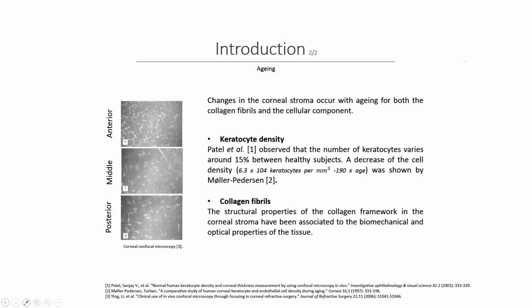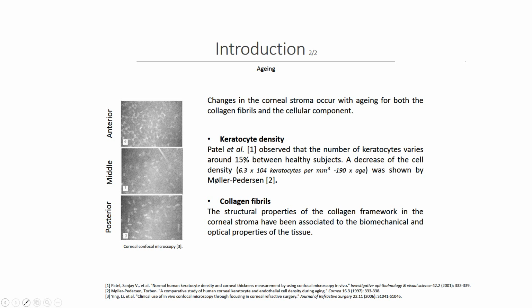In addition to this natural variation, changes in corneal stroma occur with aging. The most significant changes happen at the level of keratocyte cell density and collagen fibrils. Studies have shown that there is a decrease of the keratocyte cell density with aging and an increase of the collagen cross-linking due to the accumulation of glycation end products.